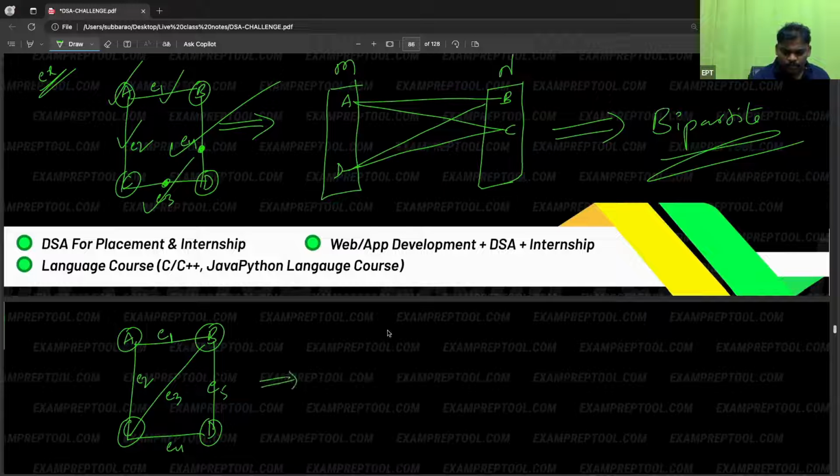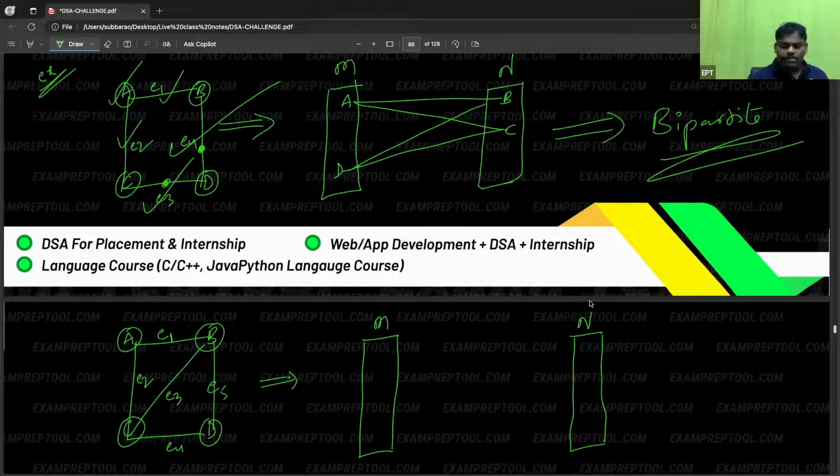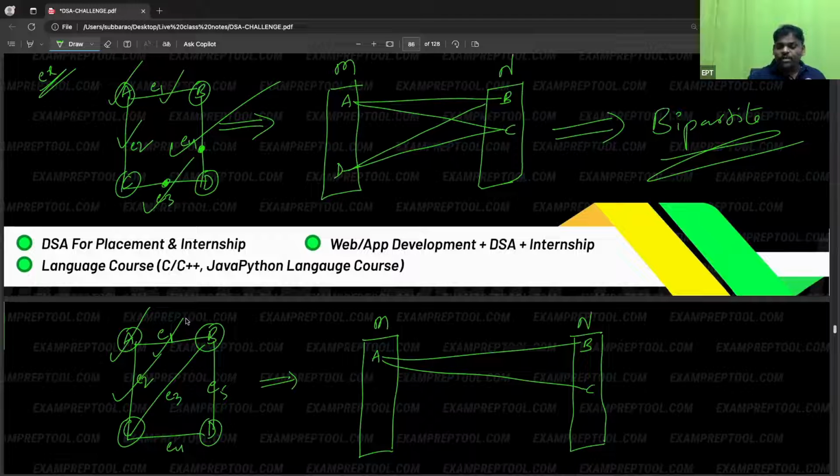Start from any vertex. You have to divide the graph into two parts. The name itself says bipartite: M group, N group. The M group contains some vertices, the N group contains some vertices. Start from anywhere. I'm starting from A. So A's adjacent are B and C. And the interesting thing is A is completed, edges E1, E2 completed. Remember, all vertices, all edges you have to cover. E1, E2 over. Let's go to E3.